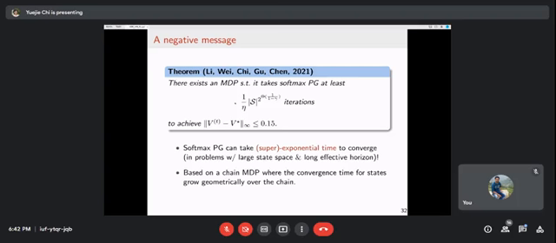I'm not going to show you what the example we constructed looks like, but essentially it looks like a chain MDP, where the convergence time essentially grows geometrically over the chain. So in order for all the states to find the optimal action, when you add up the convergence time over the chain, that gives you this super exponential time convergence result.